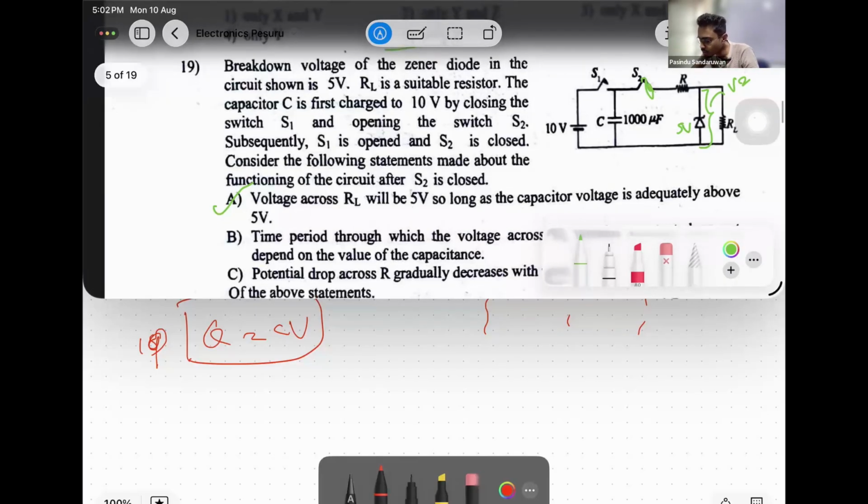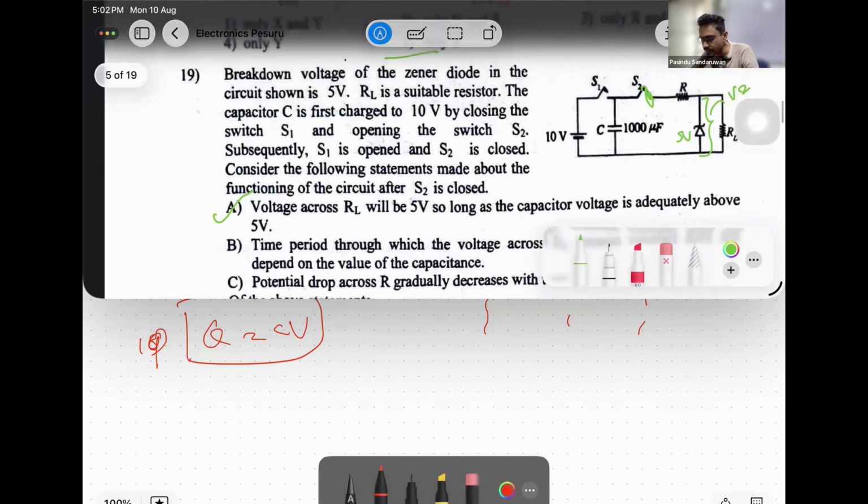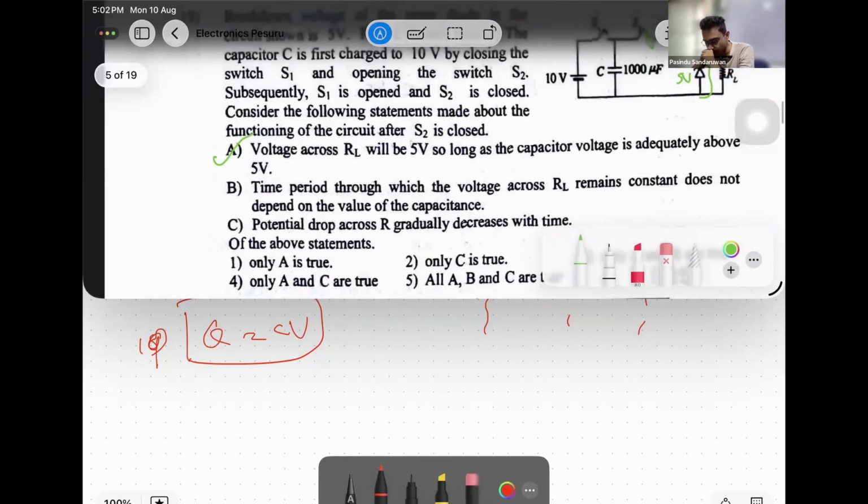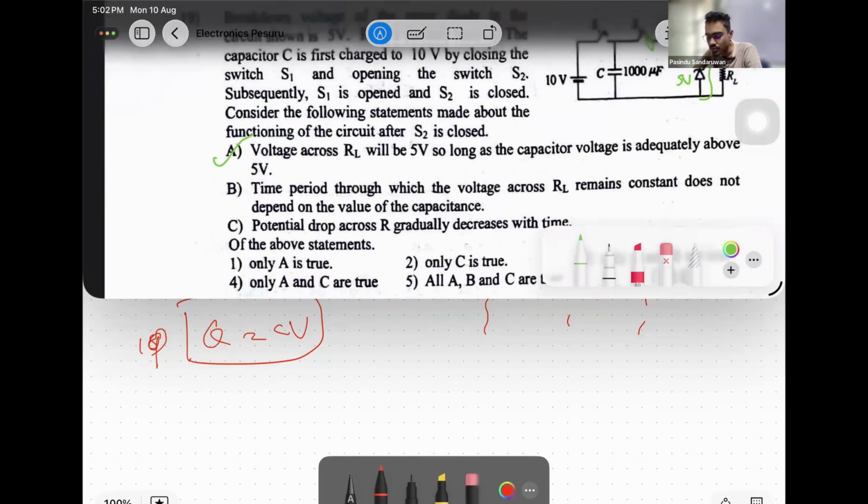B. Time period through which the voltage across RL remains constant does not depend on the value of the capacitance. Wrong, no? Because the higher the capacitance, the higher the charge it can store. Higher charge stored means higher the time it takes to discharge. So that is wrong. C. Potential drop across R gradually decreases with time. That is correct because the capacitor voltage always decreases over time.